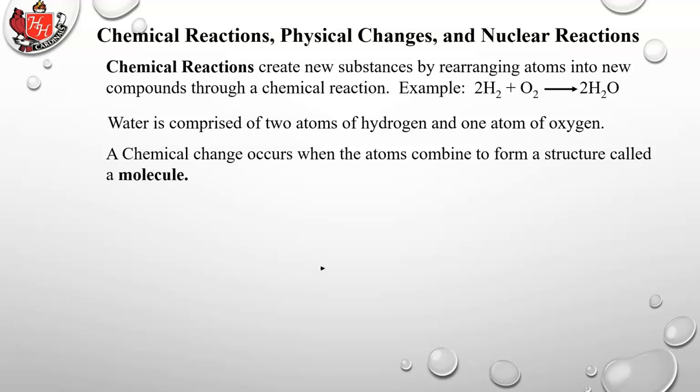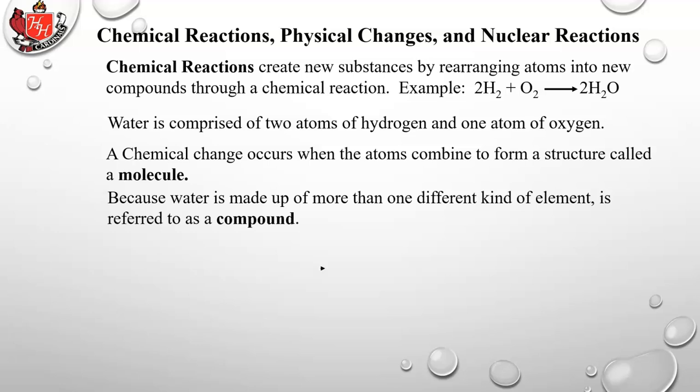A chemical change occurs when the atoms combine to form a structure called a molecule, in this case. But generally speaking, anytime atoms get rearranged from one form to another, that is a chemical reaction. Because water is made up of more than one different kind of element, it is referred to as a compound.